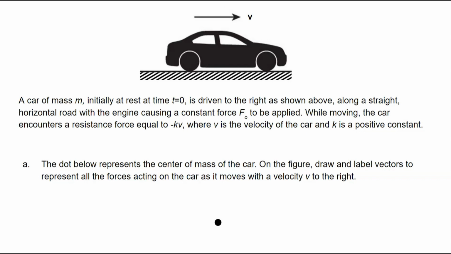So first question is pretty simple. All we do is make a free body diagram of the car. So we know this car is on the ground, and we only have horizontal forces, so let's just get the vertical ones out of the way. There's going to be a normal force. We'll call it Fn. And there's going to be Fg, which I'm going to label as mg.